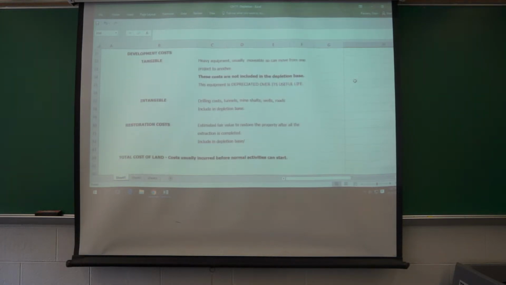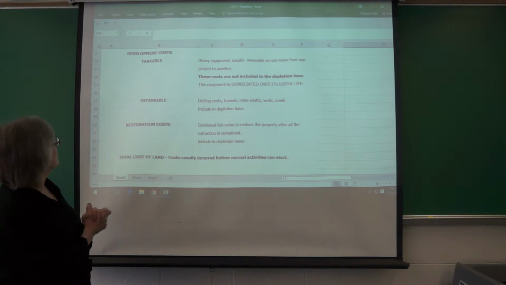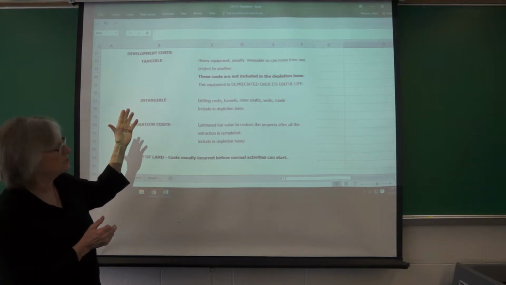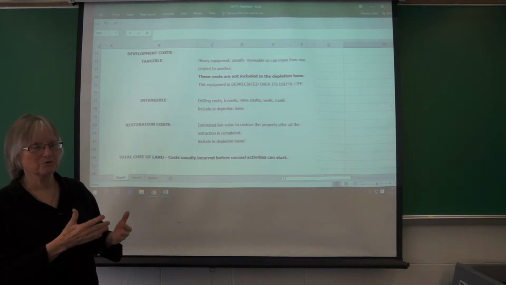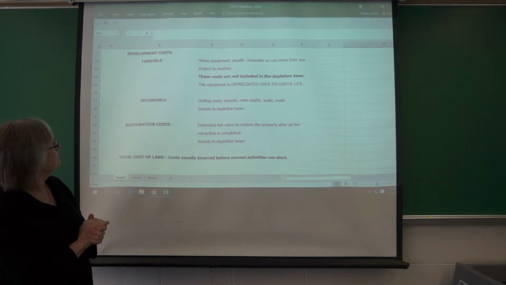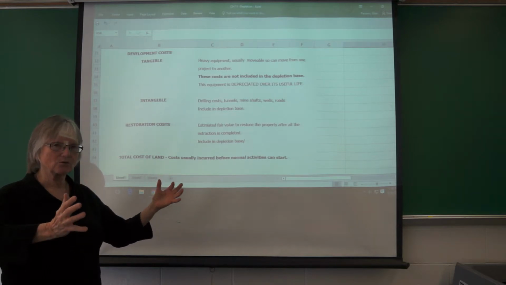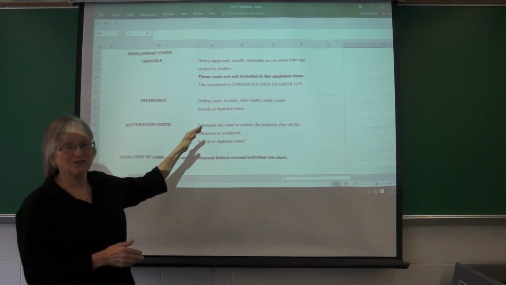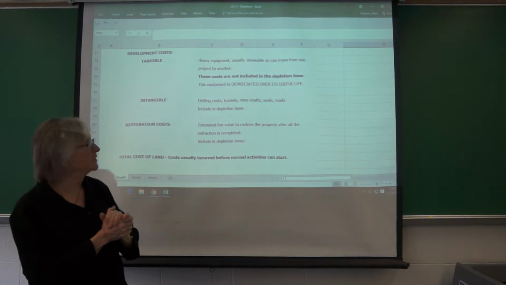Then you have your development costs. Minerals don't just come jumping out of the ground. Trees don't just fall over for you. So you've got two different types of development costs. The tangible ones would be like the heavy equipment that you can move from one project to another. Those costs are not included in the depletion base. These are treated like equipment, and they're depreciated over the useful life of the operation that's going on. So if you think of a mining operation, there may be some heavy trucks or other heavy equipment that goes from one site to another. Those would be depreciated. The intangible development costs, this is where you're drilling for oil, your drilling costs, your tunnels for a mine, wells, roads, these are included in the depletion base.